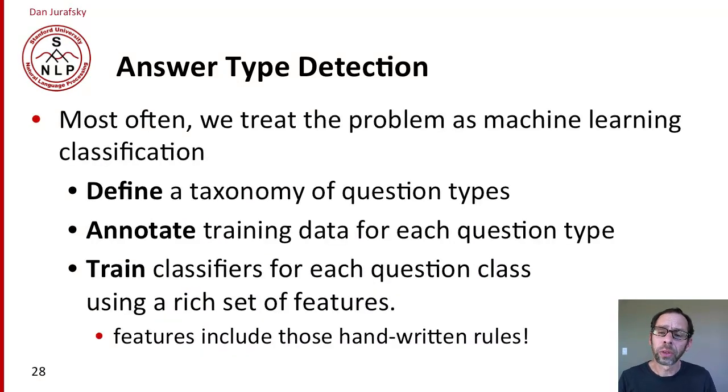But more often, rather than simply writing handwritten rules, we treat the problem as machine learning. So we define a taxonomy of question types. We've seen some already. We annotate training data for each question type, and now we'll train classifiers using some rich set of features, which might include those handwritten rules we've talked about, to decide what question type a question is. What's the answer type of a particular question?